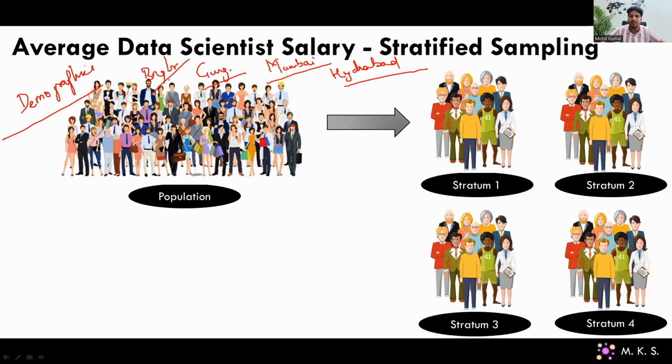So there must be a similar number of units from Bangalore, Gurgaon, Mumbai, and Hyderabad. So what we do in stratified sampling, guys, we create strata.